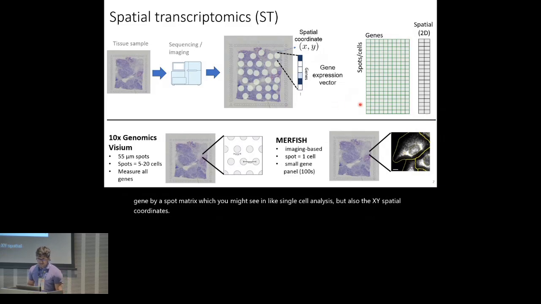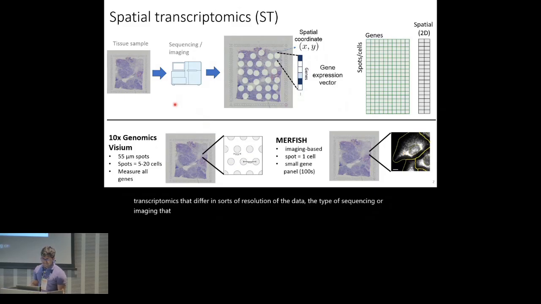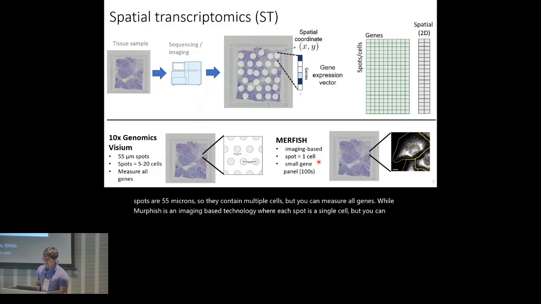And there have been a lot of really exciting new technologies for measuring spatial transcriptomics that differ in the resolution of the data, the type of sequencing or imaging that they use, and so on. For example, 10x Visium is one technology where these spots are 55 microns, so they contain multiple cells, but you can measure all genes. While MERFISH is an imaging-based technology where each spot is a single cell, but you can measure only a handful of genes.